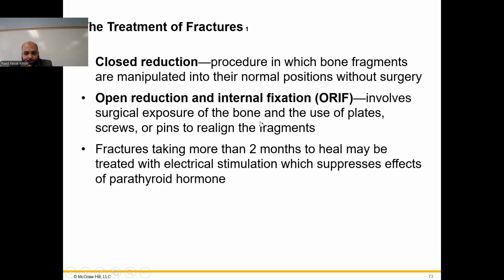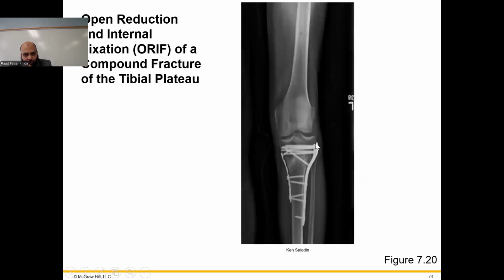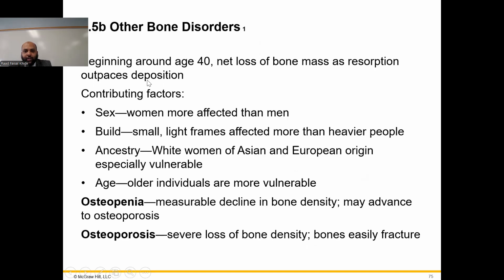Fractures taking more than 2 months to heal may be treated with electrical stimulation, which suppresses the effects of the parathyroid hormone. Open reduction, internal fixation of a compound fracture. Other bone disorders: beginning around age 40, there's a net loss of bone mass as the resorption now is going to outpace the bone deposition.